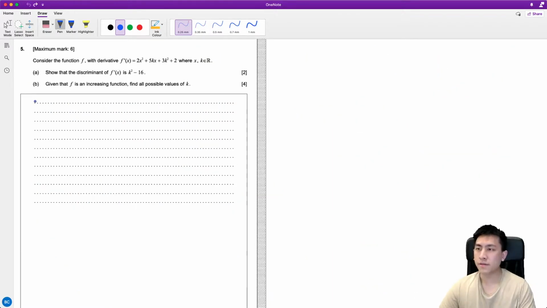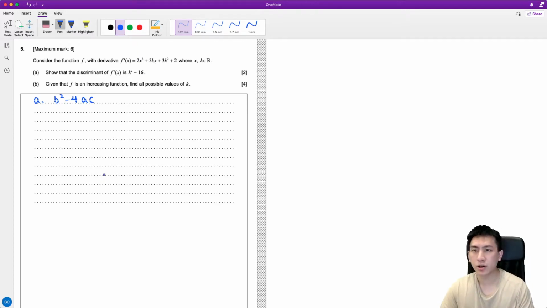All right, question 5. Consider the function f with the derivative f prime of x equals 2x squared, and so on, with a bunch of k's, right? So they ask you to show the discriminant is k squared minus 16. So when you do the discriminant, you already know you're going to deal with b squared minus 4ac, right? So you always have to do b squared minus 4ac, and therefore when I do my discriminant, I would always make sure I know which is my a, which is my b, which is my c, right?